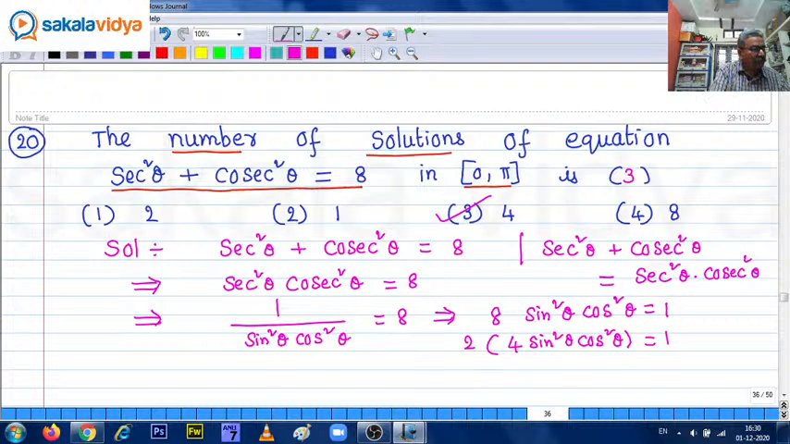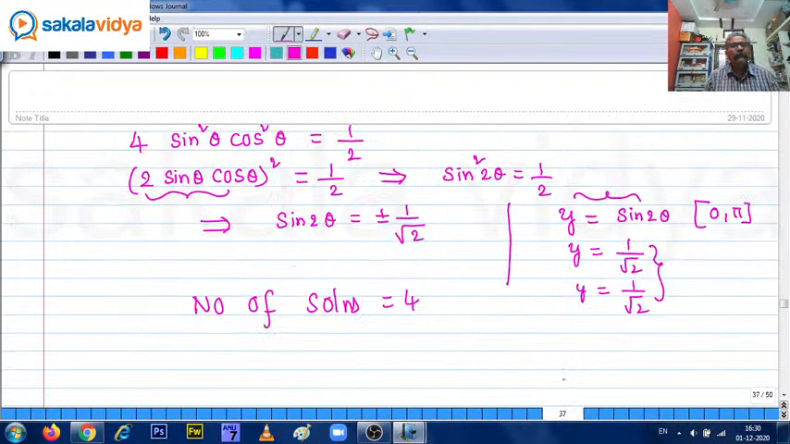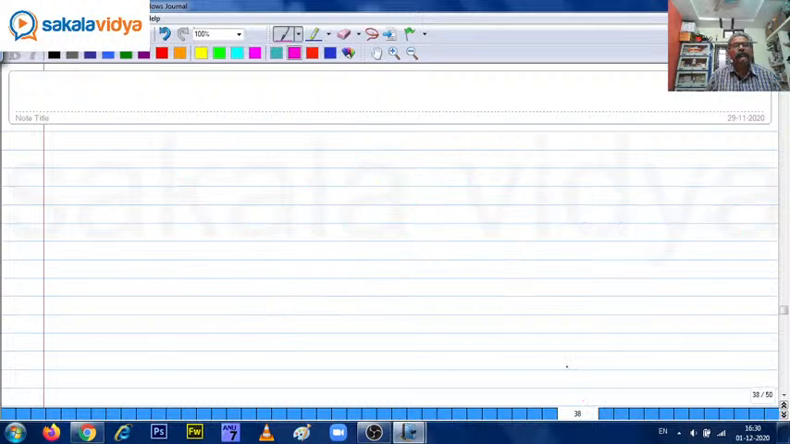Okay, let us move to the 21st problem now. Yes, graph. Okay, 21st problem.